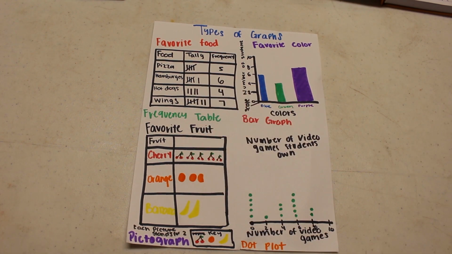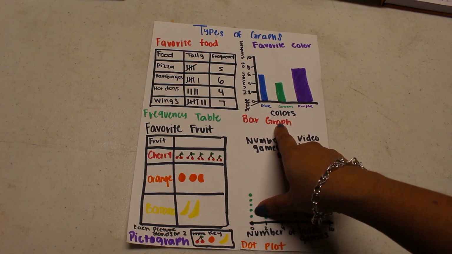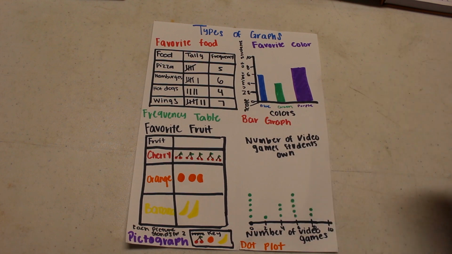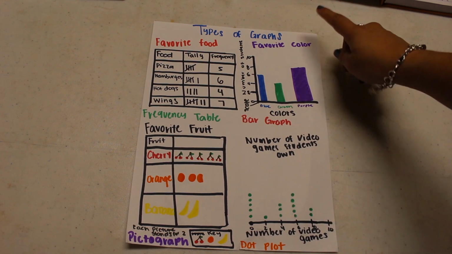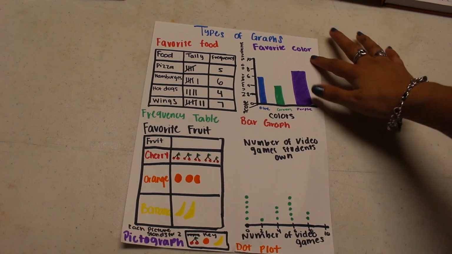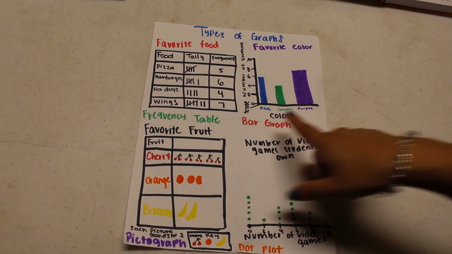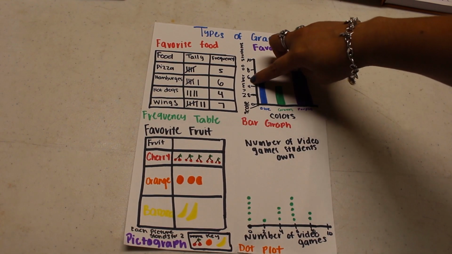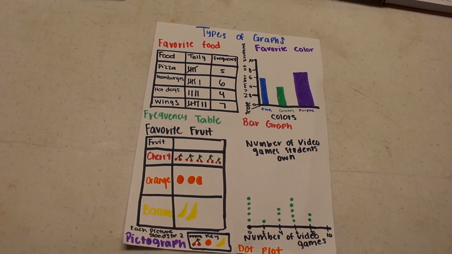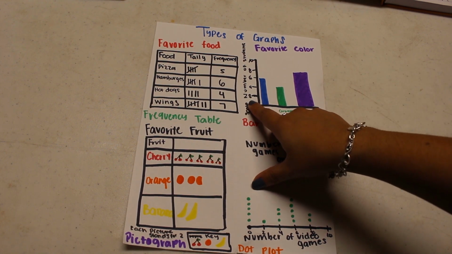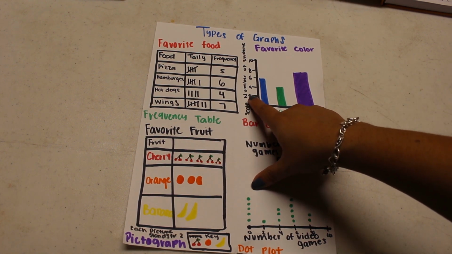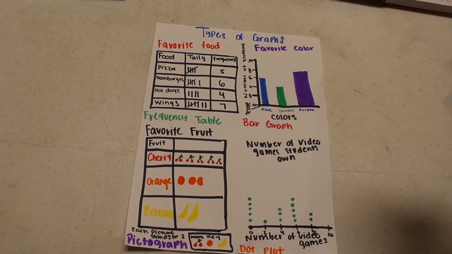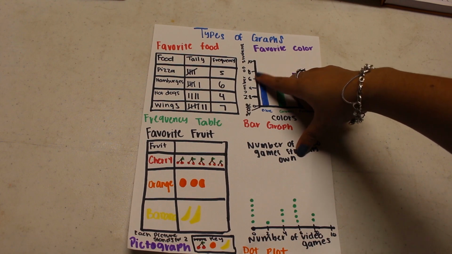Next, we have a bar graph. This is used to compare data by how much or how many something was picked. We have a bar graph on favorite colors. We have 3 categories, which are blue, green, and purple. On this side of the bar graph, we have the number of students going from 0 to 2, from 2 to 4, 4 to 6, 6 to 8, and 8 to 10. This on the bar graph is called a scale.